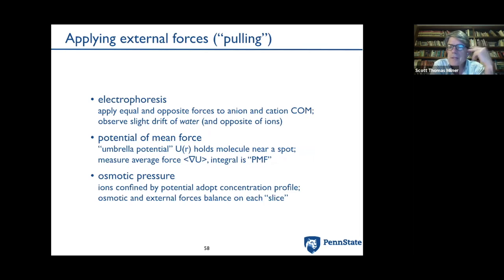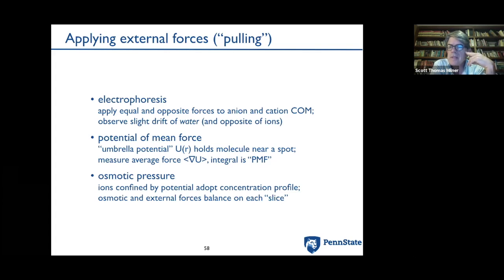And a couple of examples of what you can do with it. Well, we saw one already in the electrophoresis case, where what we're applying is actually an external electric field, making the two kinds of ions drift in opposite directions and observing the slight drift of water that results.